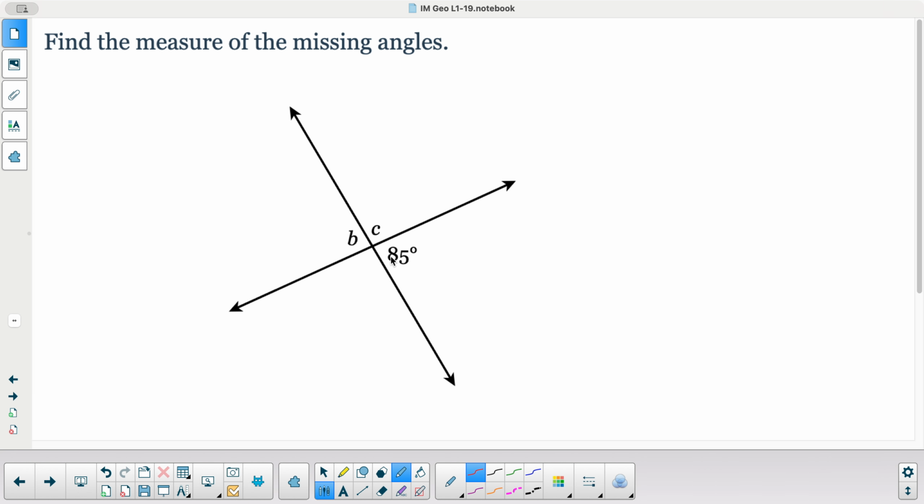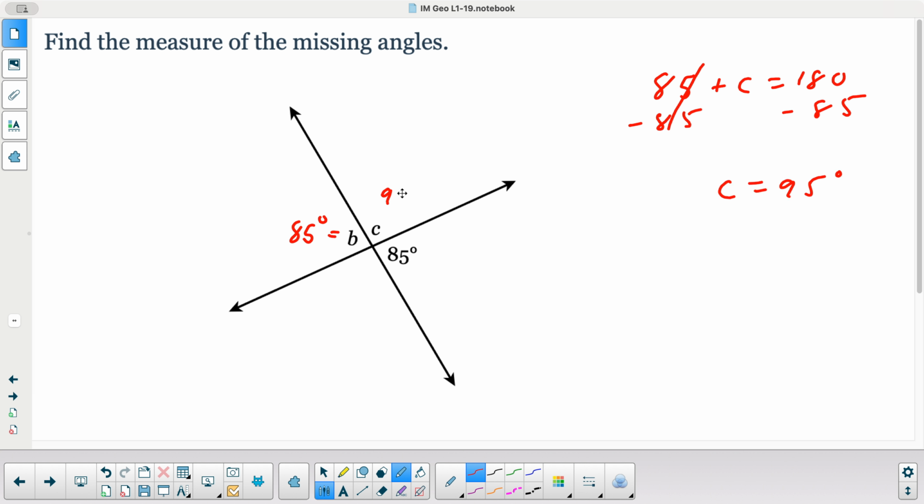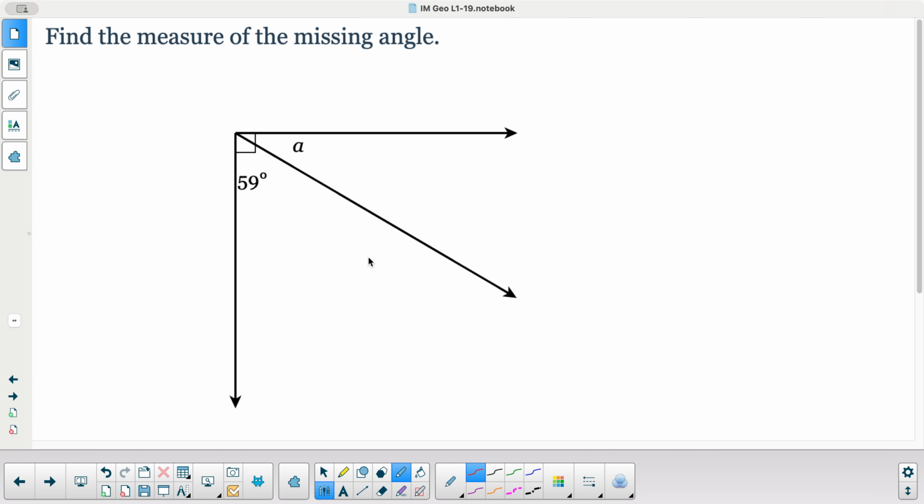So B and 85 are vertical, so you know all vertical angles are congruent. And then these are a linear pair, so it's going to be 85 plus C equals 180, minus 85 from both sides. And we get C equals 95 degrees, okay? And this one here we don't know, but it's obviously vertical to C, so this would be 95 as well. It doesn't ask us for it, but just for fun.